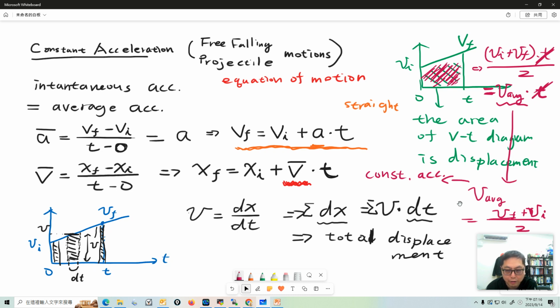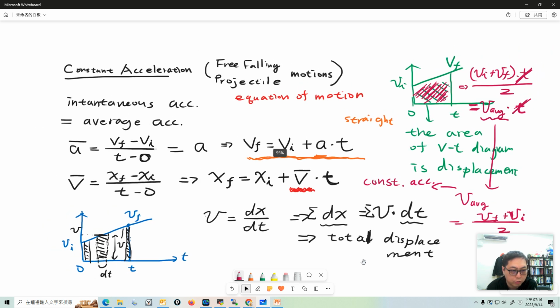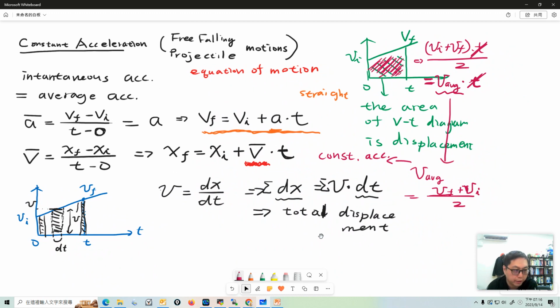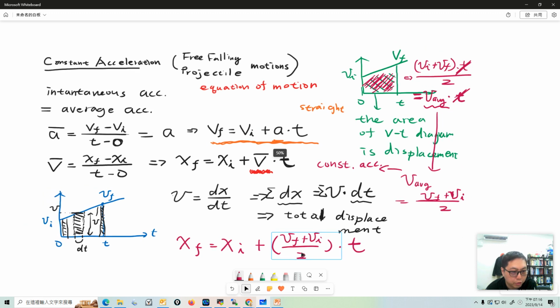Okay, we spent some time to explain this. So we finally can use this trick. I replace the average velocity by the average of the initial velocity and final velocity. So what are we going to get? Let's keep writing. We will get xf equals initial position plus (vf plus vi) times t over 2. But we still don't have any information about the acceleration.